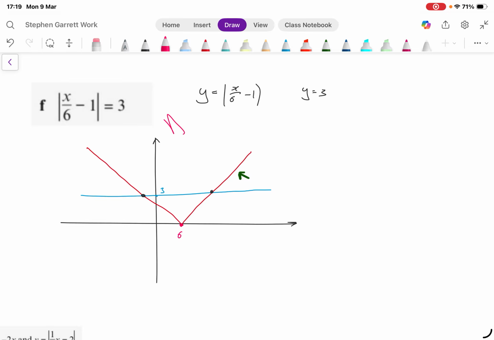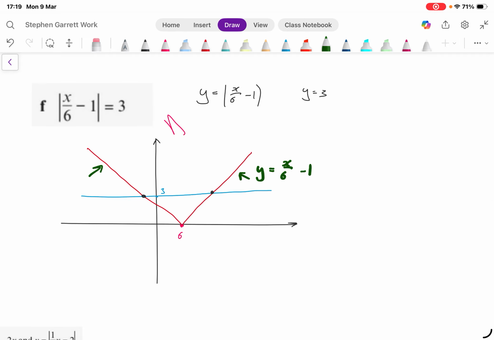When x is bigger than 6, this is a positive number. My argument is positive. That means my modulus function isn't really doing anything at all because the argument to the modulus is already positive. It just returns that positive. So I can think of this as y is x over 6 minus 1. On the other side, however, the argument is negative. So from that vertex going left, this argument will be negative. That means that my modulus is acting to reverse the sign, so I can say minus of x over 6 minus 1.